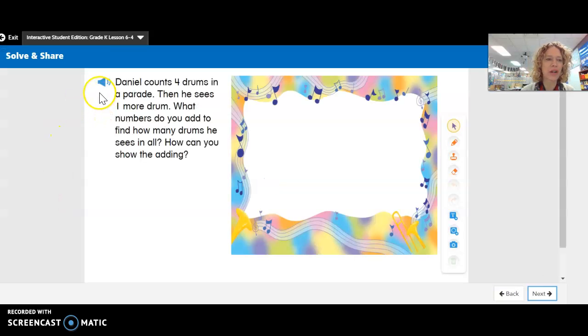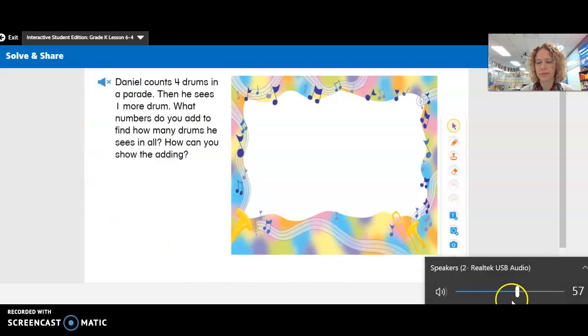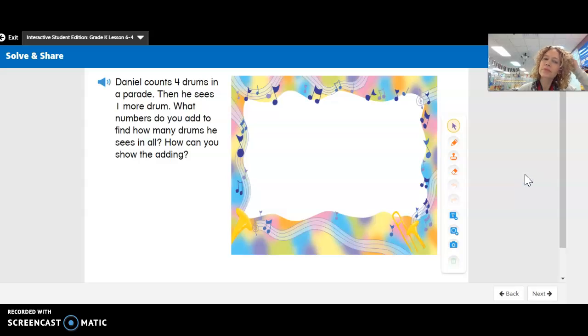All right, let's take a look at our solve and share. Daniel counts 4 drums in a parade. Then he sees one more drum. What numbers do you add to find how many drums he sees in all? How can you show the adding?